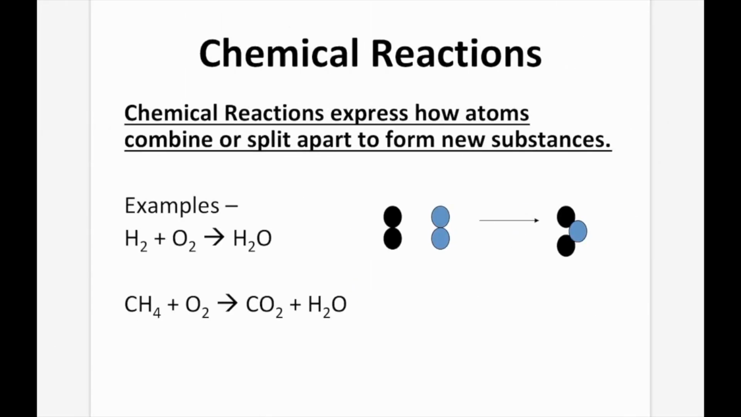Chemical reactions. Chemical reactions express how atoms combine or split apart to form new substances. So for example, H2 plus O2 gives us H2O, so that's our atoms combining to form a new substance, H2O. CH4, methane, plus oxygen gas is going to give us carbon dioxide and water. In the second equation, we're seeing an example of both combining and splitting to form two new substances, carbon dioxide and water.